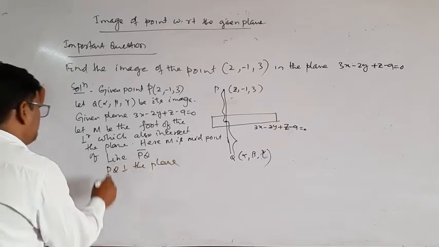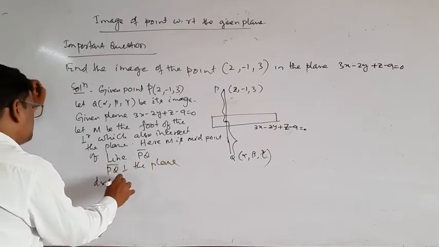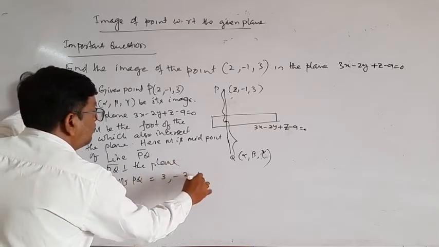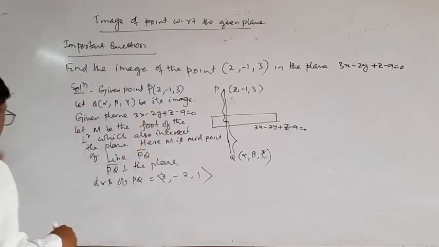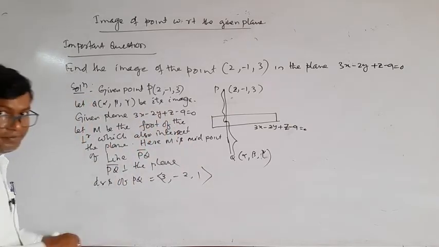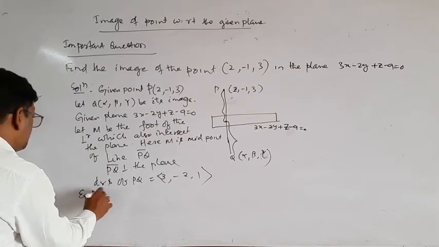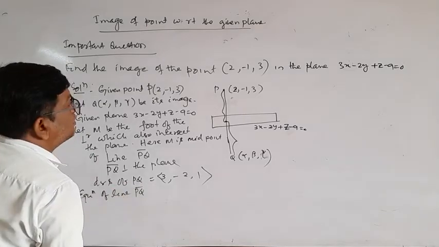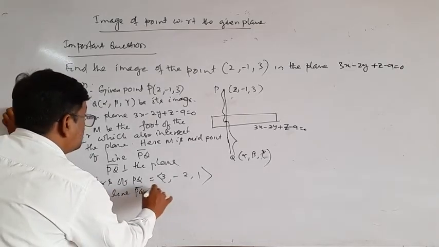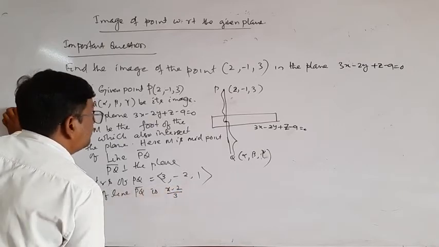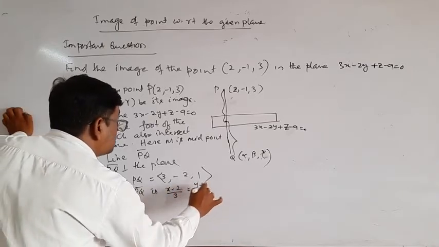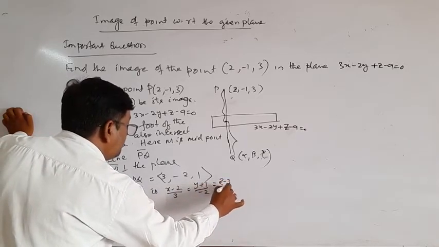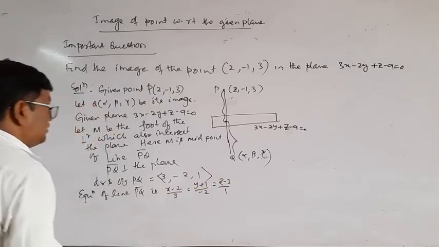So the DRs of PQ is 3, minus 2, 1. So the equation of line PQ is what? The equation of line PQ is (x minus 2)/3 equals (y plus 1)/(minus 2) equals (z minus 3)/1. Now let this be equal to lambda.